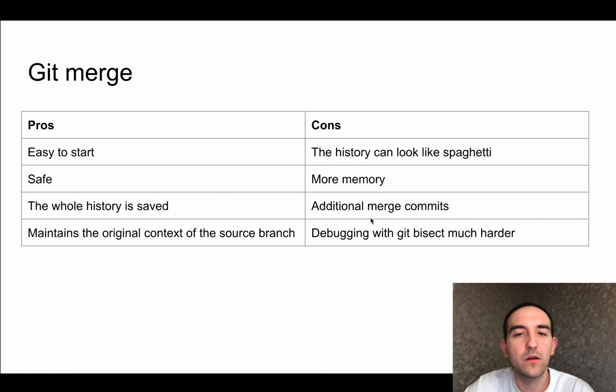And one more concept is debugging with the command git bisect. It's much harder because if you have a lot of additional technical commits, merge commits, and the code history looks like spaghetti. So, Git Rebase.